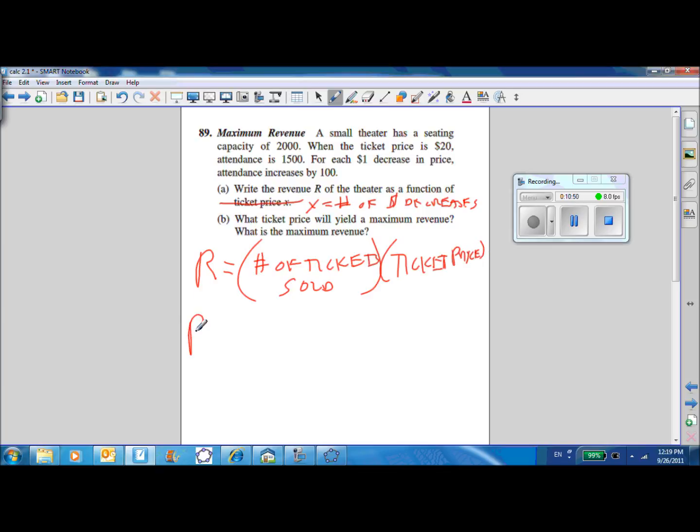So in this case, number of tickets sold is, we start off with attendance at 1,500, but we're going to gain 100 people for every dollar decrease. So we're going to add 100 times x. x is the number of dollar decreases. Now the ticket price itself, we start with a price of $20, but then we're going to subtract off x. So if we have a $5 decrease, it's going to be 20 minus 5 or $15.